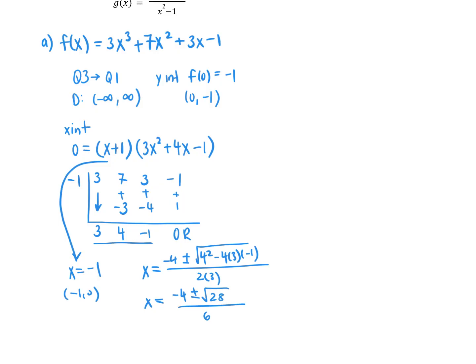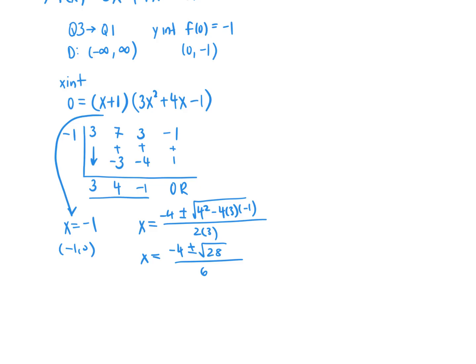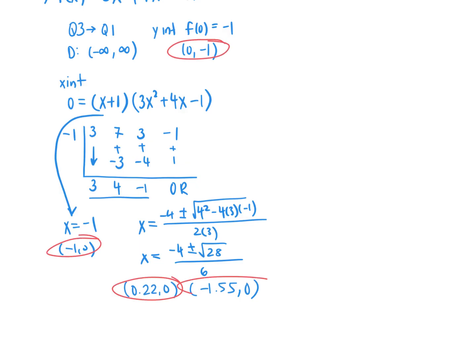Now I can simplify the radical if I wanted to, but because I just want to graph this, I am going to turn these into decimals. So when I evaluate these in my calculator, I get 0.22, 0, and -1.55, 0. So some good information here. We have a y-intercept, x-intercepts, 3 of them, all with advanced functions knowledge.